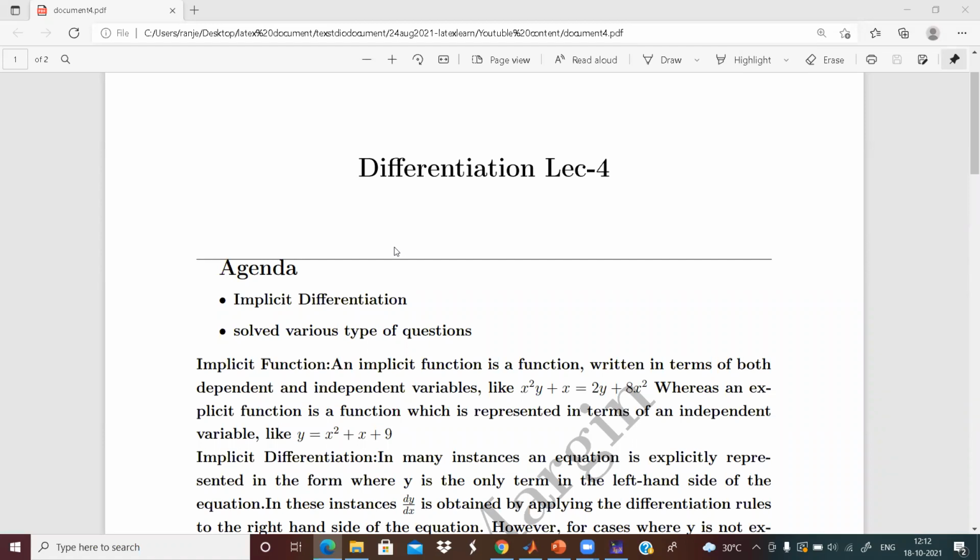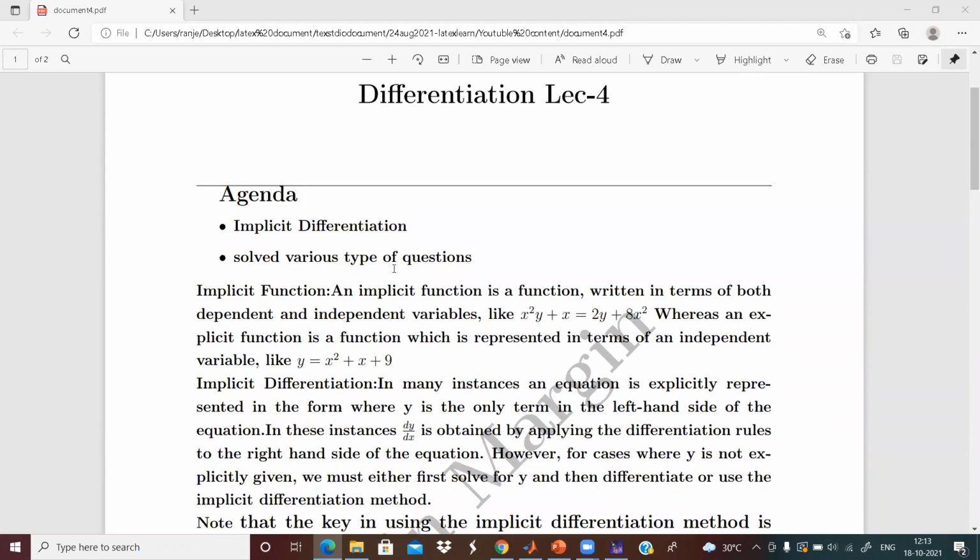Today's agenda is we will cover implicit differentiation. Based on that, we will solve some questions so that we will get a better understanding. We will also understand the terminology like implicit function and explicit functions, and moreover we will extend the implicit differentiation method, how to deal with implicit differentiation. Okay, so let us see.